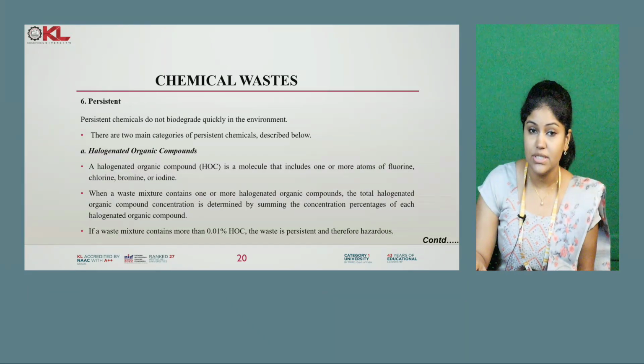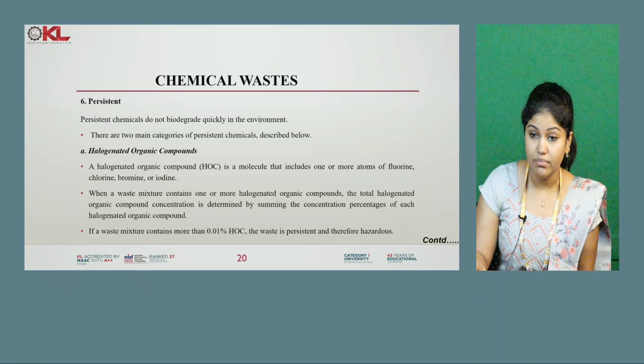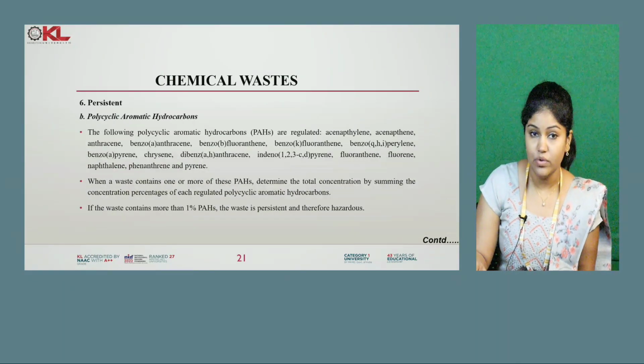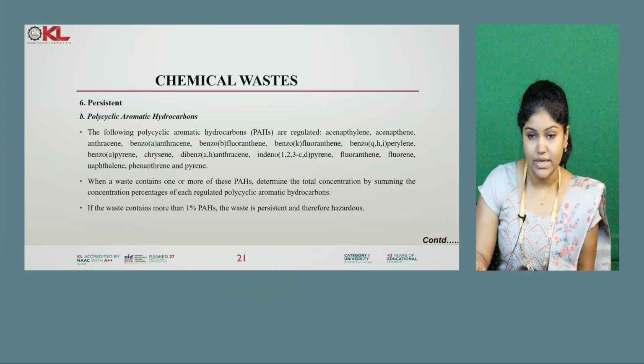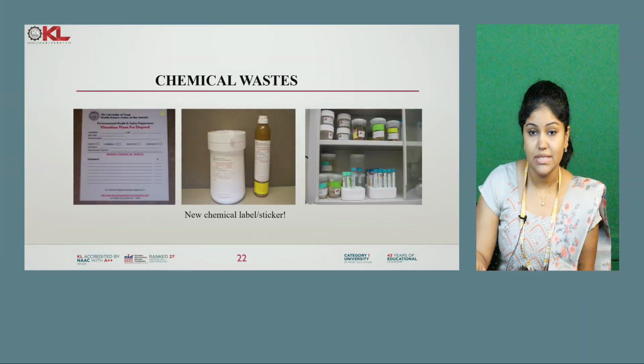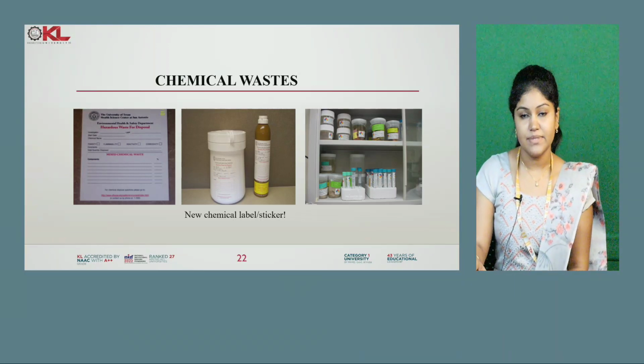One is halogenated organic compounds. In a halogenated organic compound, it can be an atom of fluorine, chlorine, bromine, iodine, etc. And the second one is polycyclic aromatic hydrocarbons. In that you can see different types of chemicals such as fluoranthene, fluorene, naphthalene, etc. So these are some of the persistent chemicals that we can see in the labs.